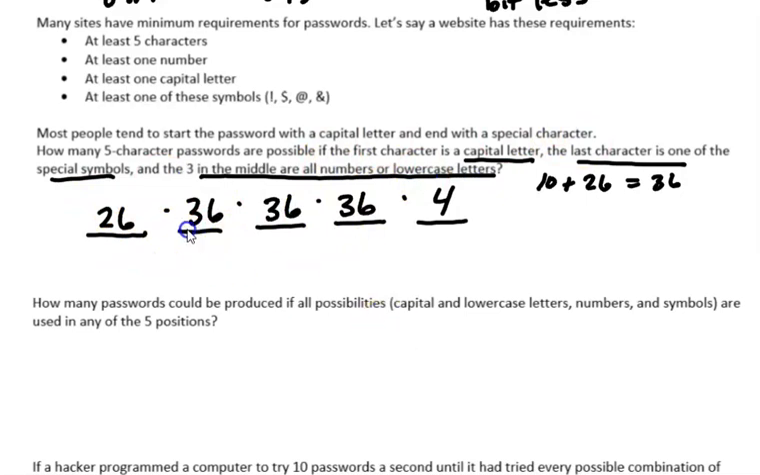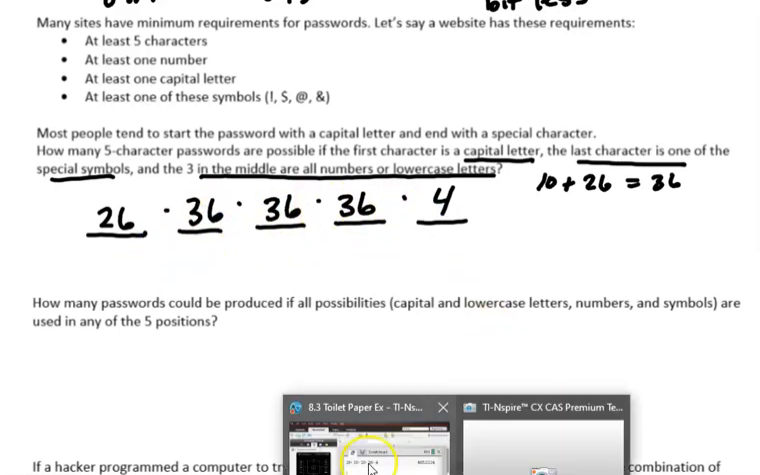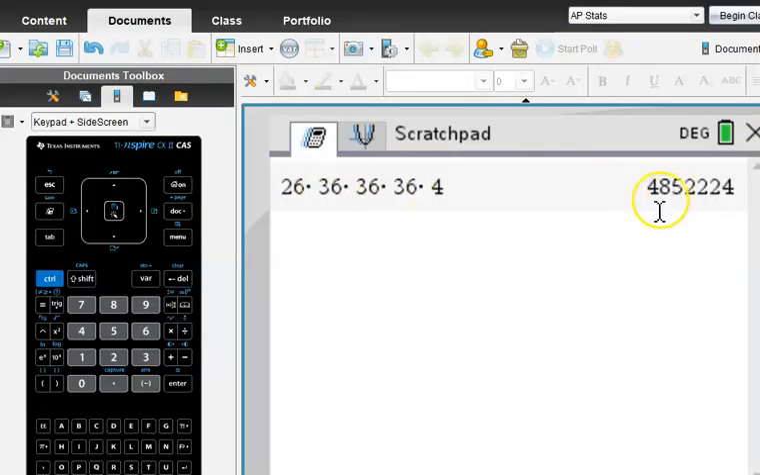Now, of course, a lot of people want to put in words here that they can remember, so that would even reduce further the possibilities. But let's say that we're just doing random passwords. This would be the number of passwords, and I'm going to show you on the calculator. I multiplied all these 3 together, and this is what I got.